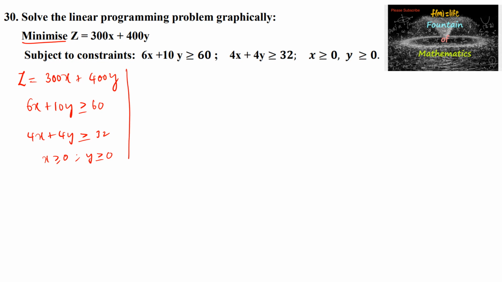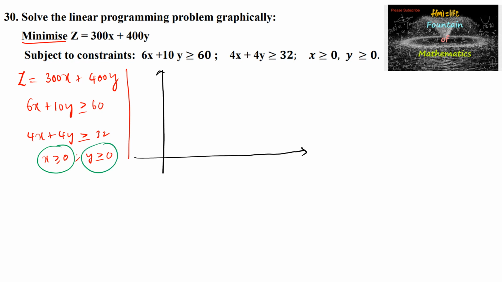Let us draw the graph. Since it is given x is greater than or equals to 0, y greater than or equals to 0, our solution must be in the first quadrant. So let us draw the graph in the first quadrant.